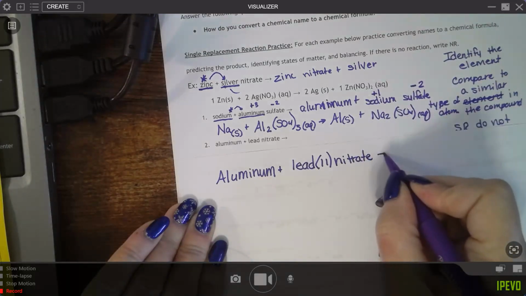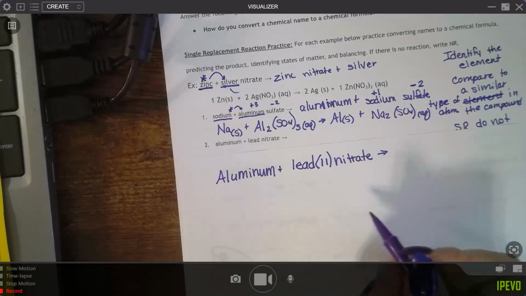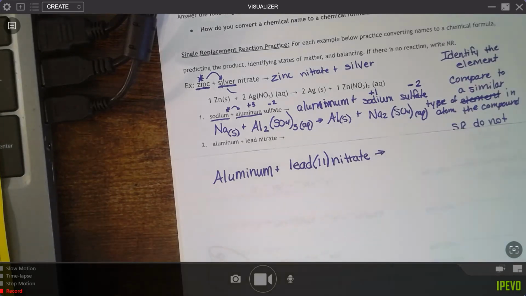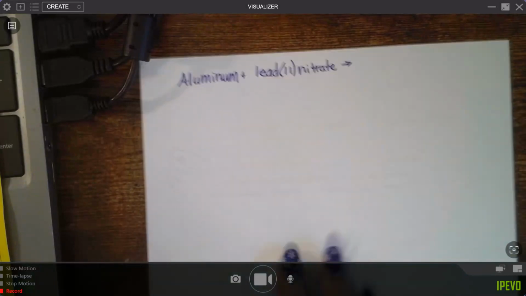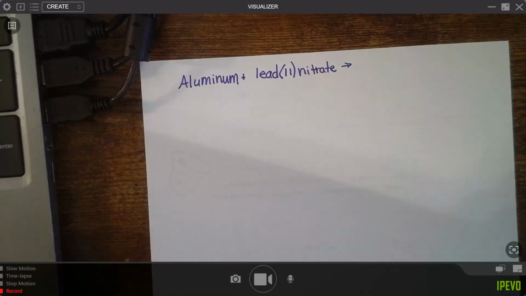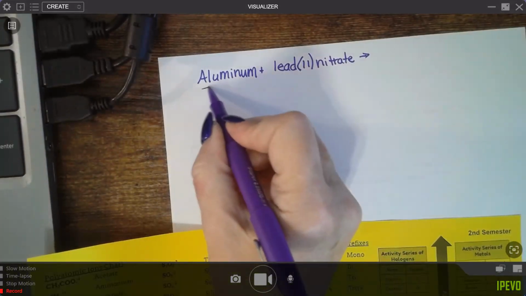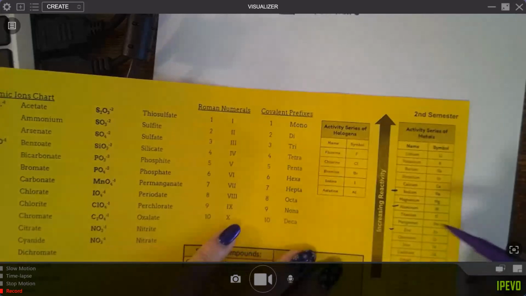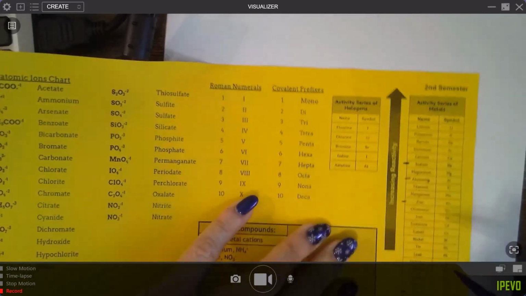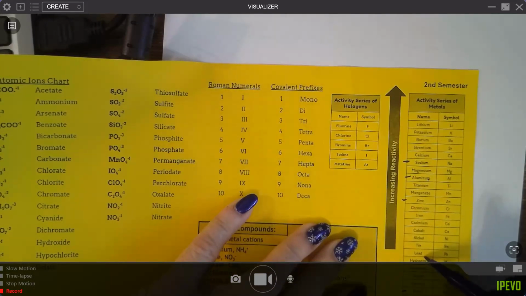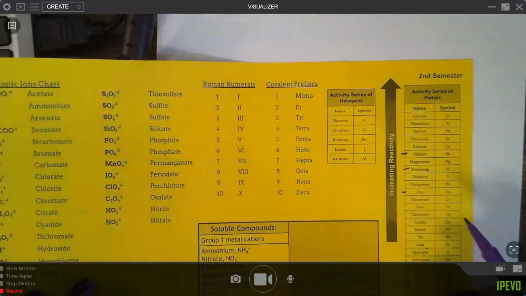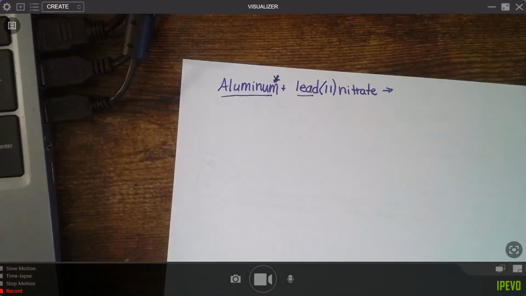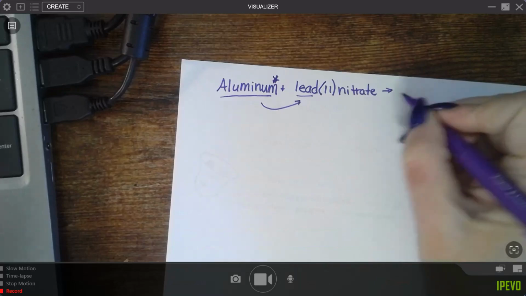Remember that lead is one of those transition elements, and if you don't have the Roman numeral, you can't know the charge. Okay, so we've got to look at our activity series, and aluminum is the element by itself. It's a metal. Lead is another metal. So let's see. Here's aluminum, and lead is all the way down here. So aluminum is above lead. So I'm going to put a little star by aluminum. Aluminum is more reactive. So what's going to happen is aluminum is going to kick out lead.